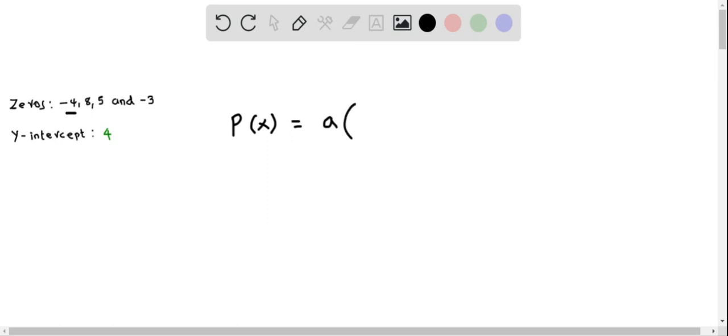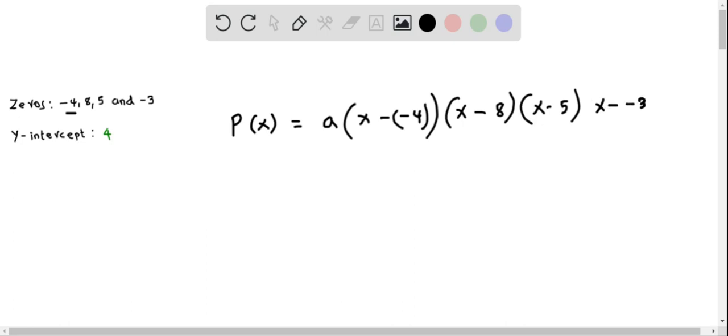So for the first zero, -4, I put this linear factor x minus of -4, and for the next zero 8, I put this linear factor x minus 8, and similarly for the other zeros 5 and -3, I put x minus 5 and x minus of -3 for the last zero -3. And here we have to determine the value of a. So first let's simplify this p of x.